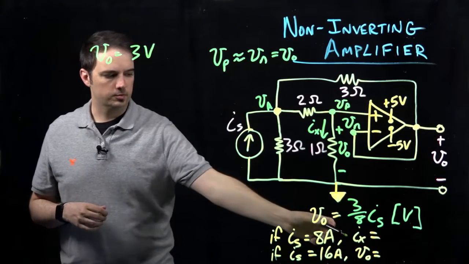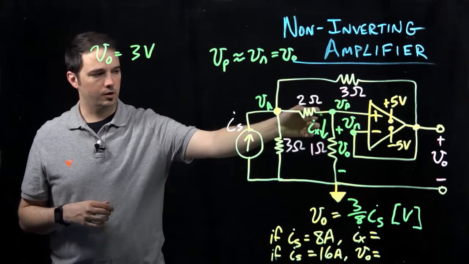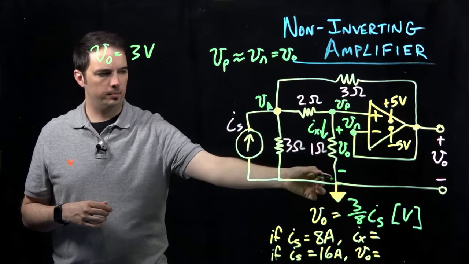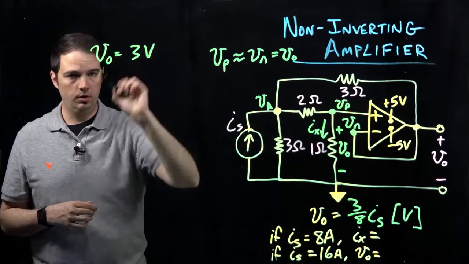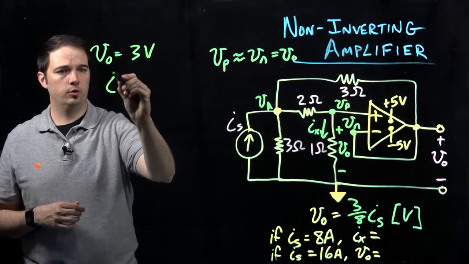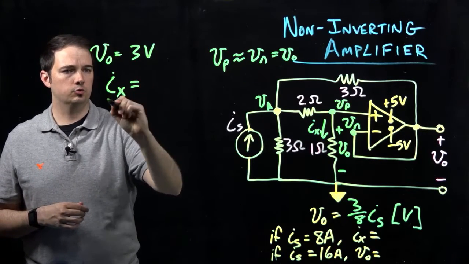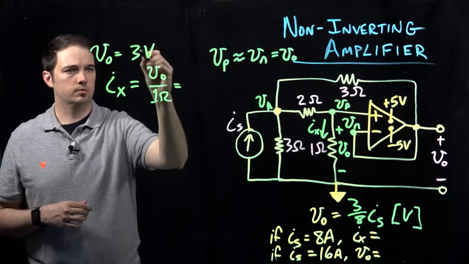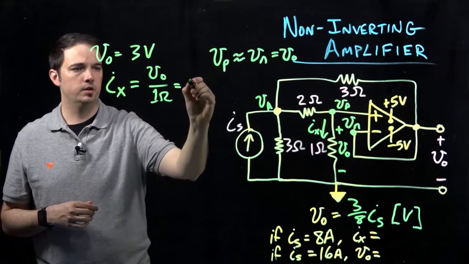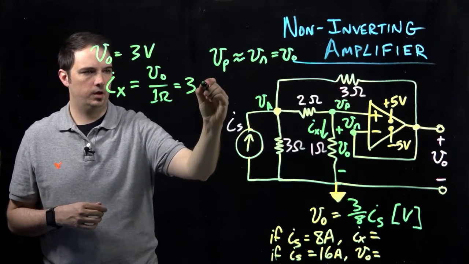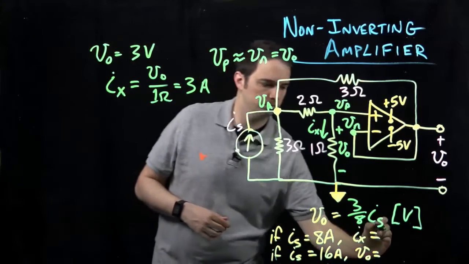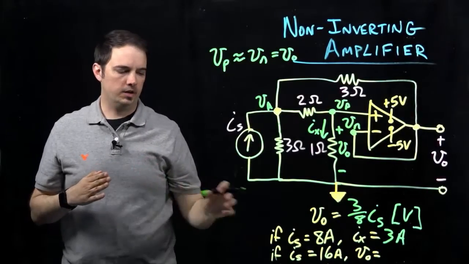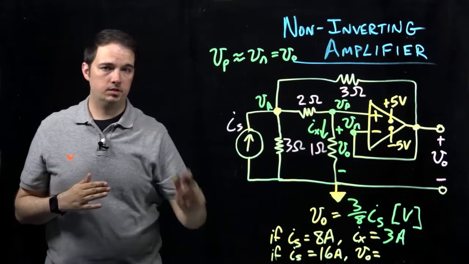Now, if the question is asking us what is this current IX, again, we should note that because we know the voltage drop across this 1 ohm resistor is equal to V naught, we know, simply through Ohm's law, this would be V naught over the 1 ohm resistor. Of course, V naught we've solved for is 3, so this would just be 3 amps, right?